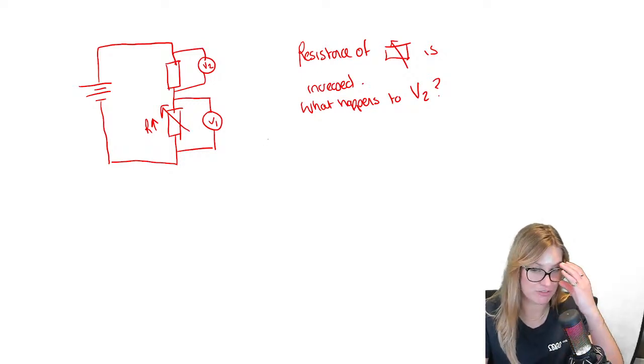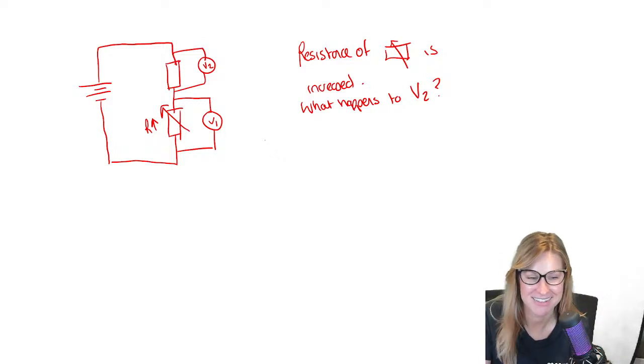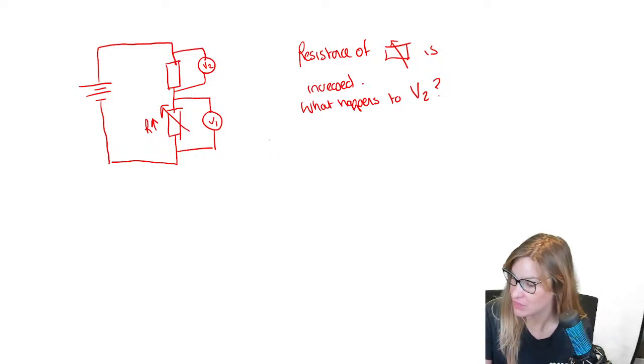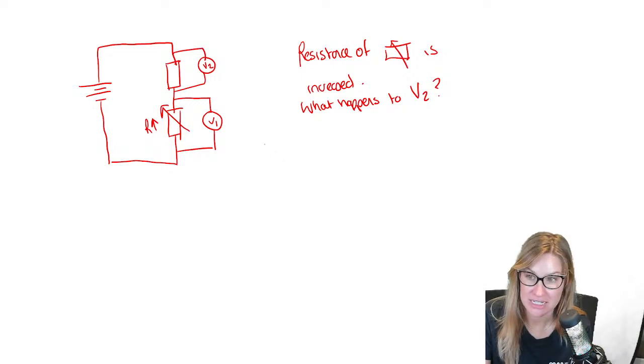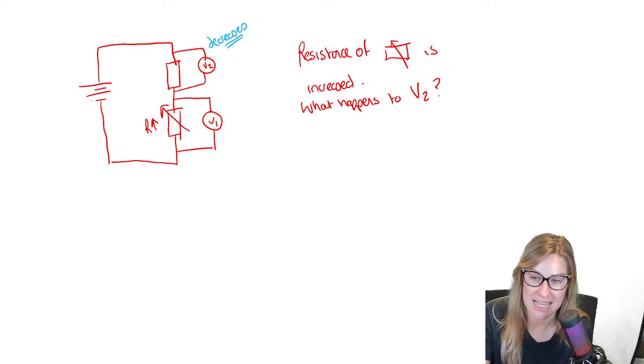James, I should be everybody's favorite person. What's happened to my reading on voltmeter 2? Decreases. Michael, I thought you said you had problems with this. That's easy. Yeah, good job. What are you having problems with then?